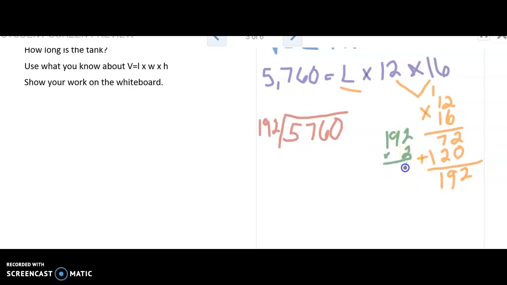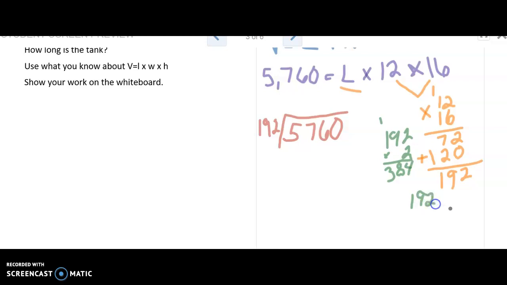2 times 2 is 4. 2 times 9 is 18. Here's my 1. 2 times 1 is 2, plus my 1 is 3. So I get 380. Actually, that's a 4. I'm going to go back here. All right, so 4, and this is an 8. Okay, so 384. What if I did another one? I wonder if that would work.